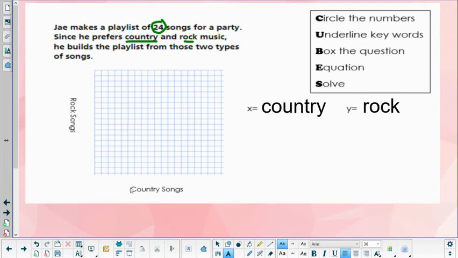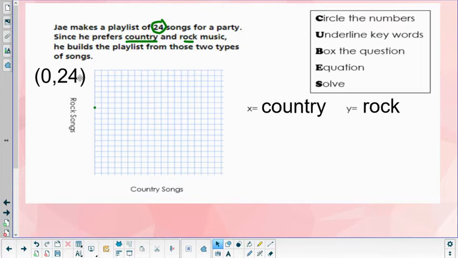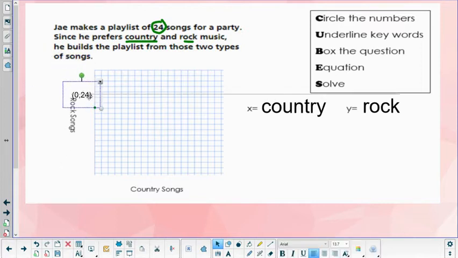Okay, so if I had 0 country songs, how many rock songs would you have? Well, if he has 24 total, if there's 0 country, that means that there would be 24 rock. So I'm going to go up to 24. Remember, counting by twos: 2, 4, 6, 8, 10, 12, 14, 16, 18, 20, 22, 24. Okay, so that value right there, we have 0 country, 24 rock songs. So that would be our ordered pair for that intercept.